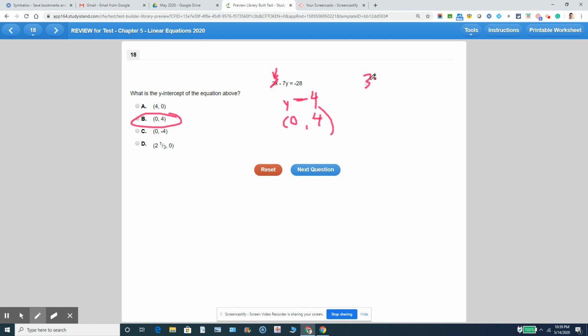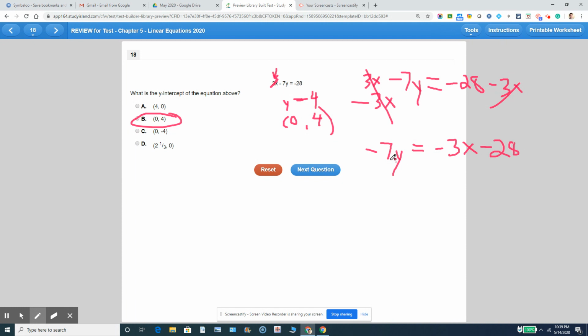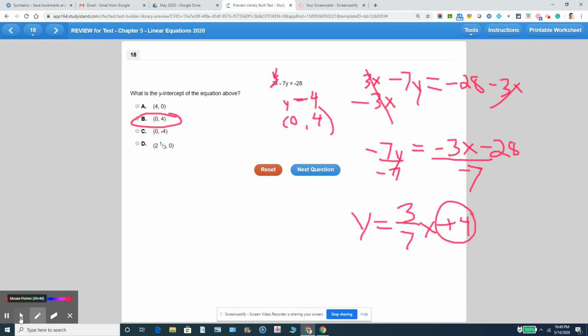Or you could take that problem and get y by itself, and then your b value would be your y-intercept. You can subtract 3x, right? I like to switch the order of these to make it more like slope-intercept. So -3x minus 28. Divide by -7. So your slope-intercept form would be y equals 3/7 x plus 4. So there's your b value again, (0, 4).